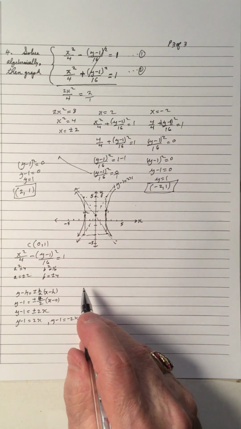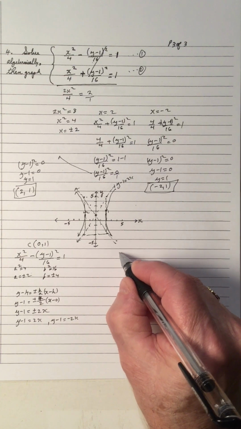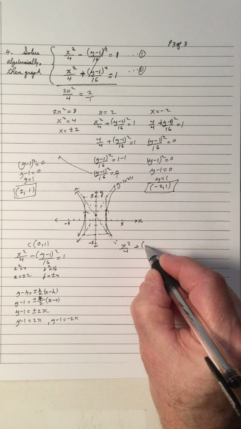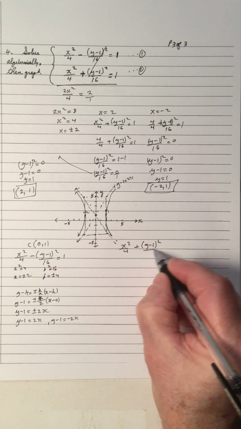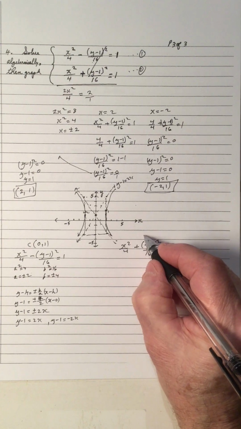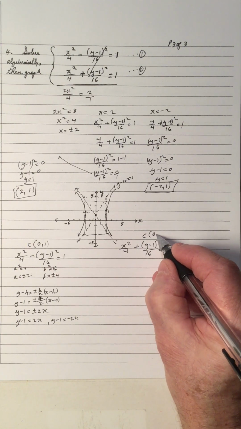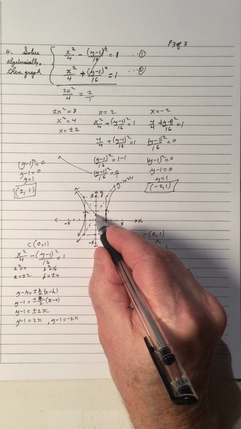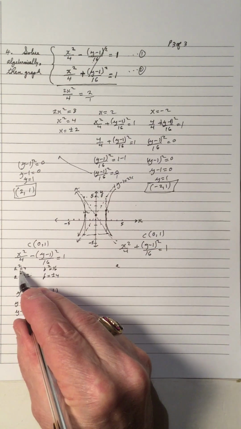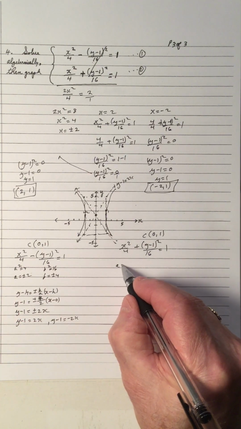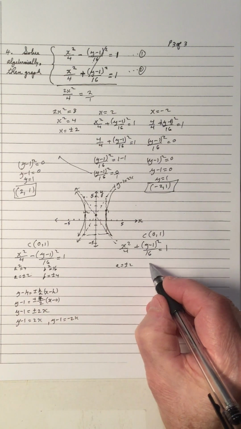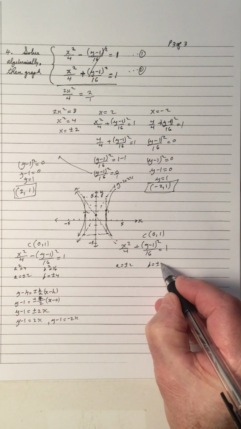Now let's draw the ellipse. So I have x squared over 4 plus y minus 1 squared over 16 equals 1. Again, the center of this ellipse is 0, 1. So there's the center. And a squared is 4. A is plus or minus 2, so it's the same for both. B squared is 16, so b is plus or minus 4.